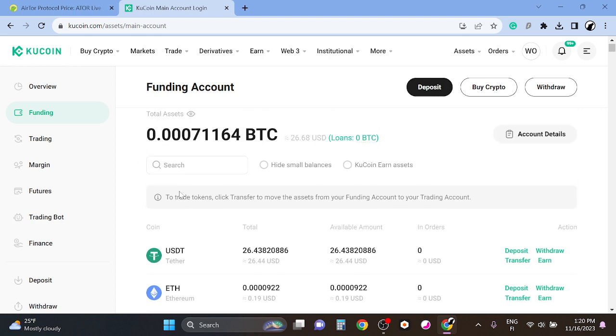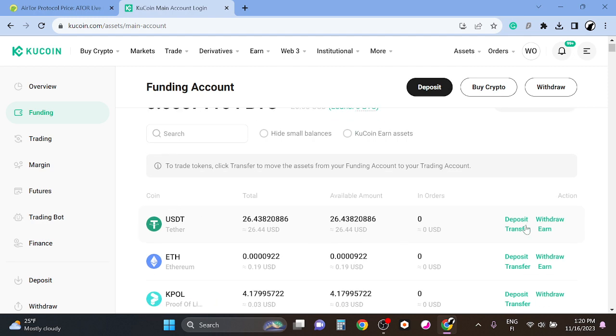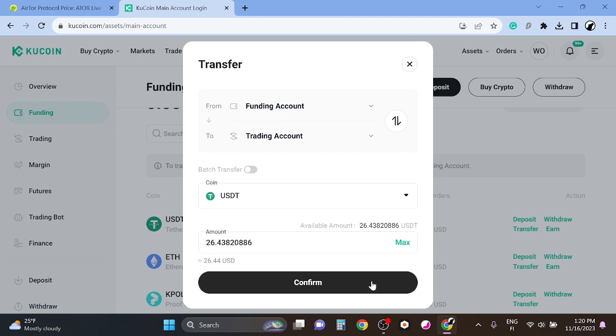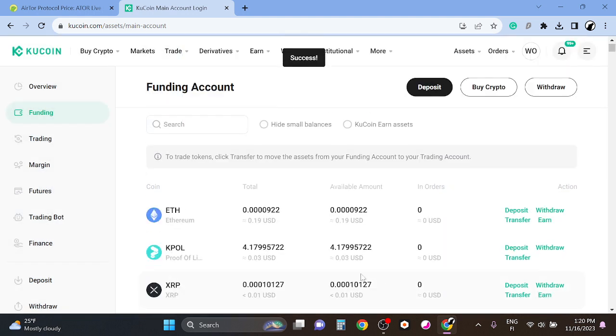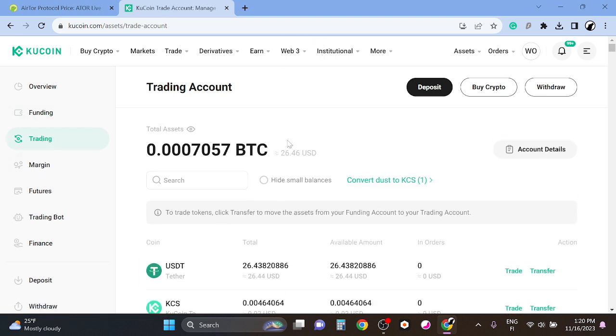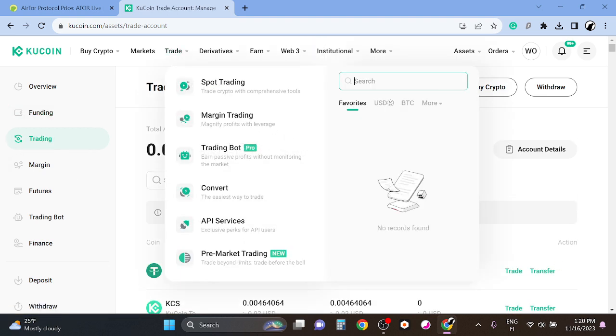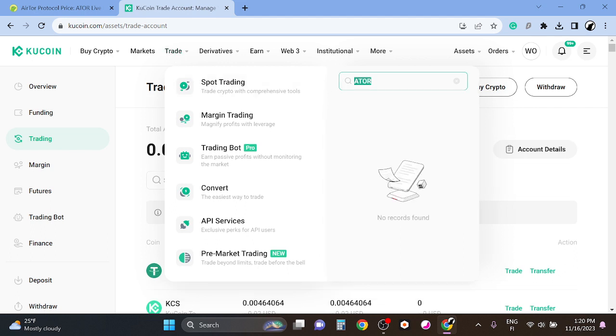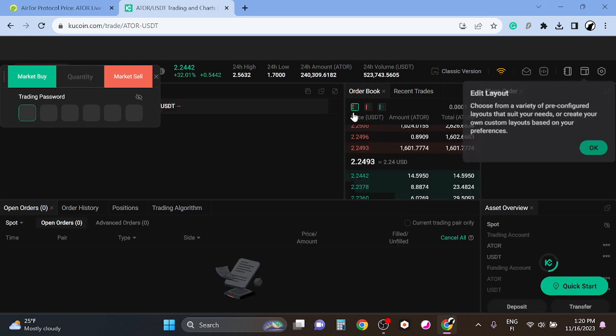So the next thing you want to do, now that you have the funds in your funding account, is click transfer, and from funding to trading click max, and then the USDT will show up here on your trading account, and then you can trade it. So what you have to do then is go here and type in the coin you want to buy, or go to spot, but easiest is just go here, and then let's click that. And from here on it's very easy.